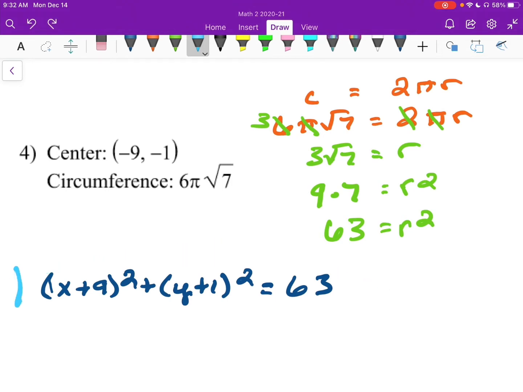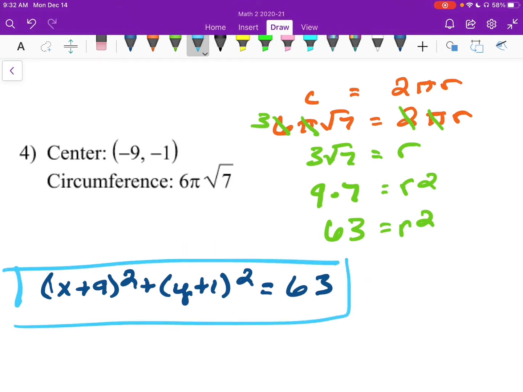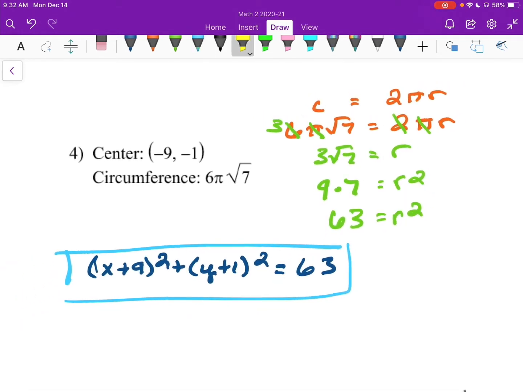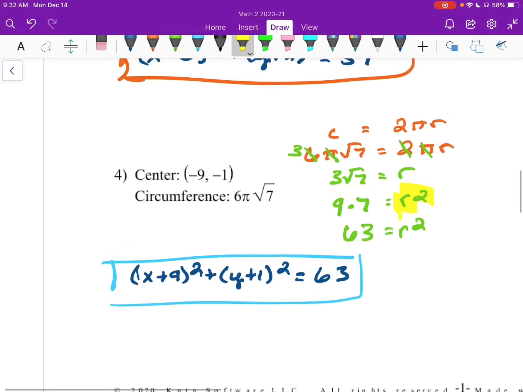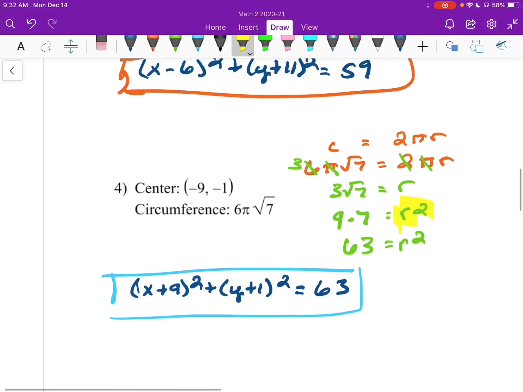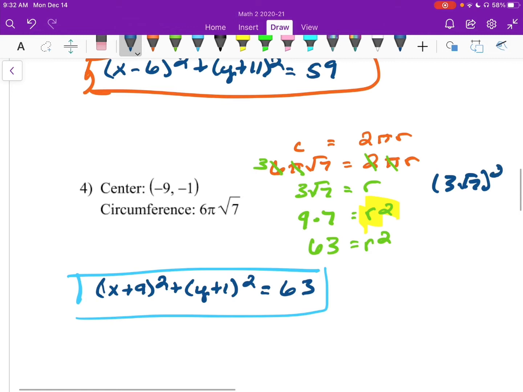Oops. Let me double check my answer, make sure I didn't mess up. Yep, there we are. This trick of finding your r squared is something that's sometimes useful. Honestly, whenever we're doing it on my paper, you might just want to leave it as r equals 3 root 7, and you probably end up writing something like 3 root 7 squared for your r squared if you were doing it by hand.